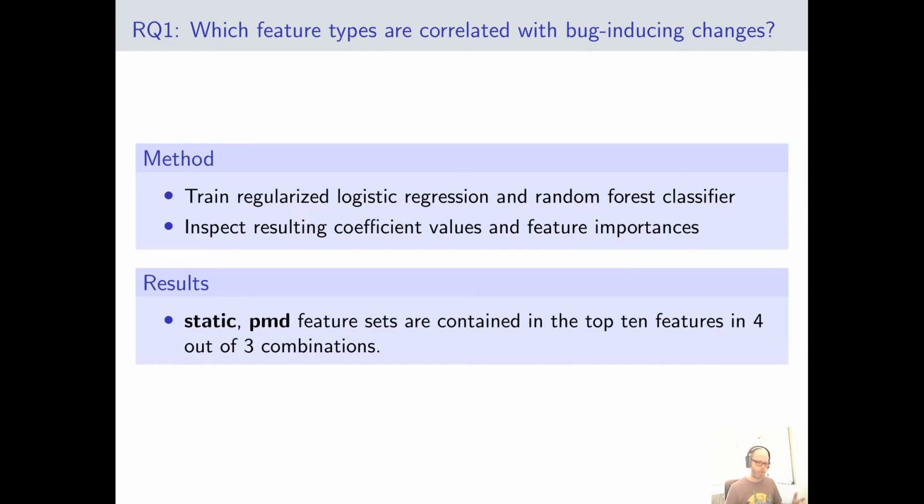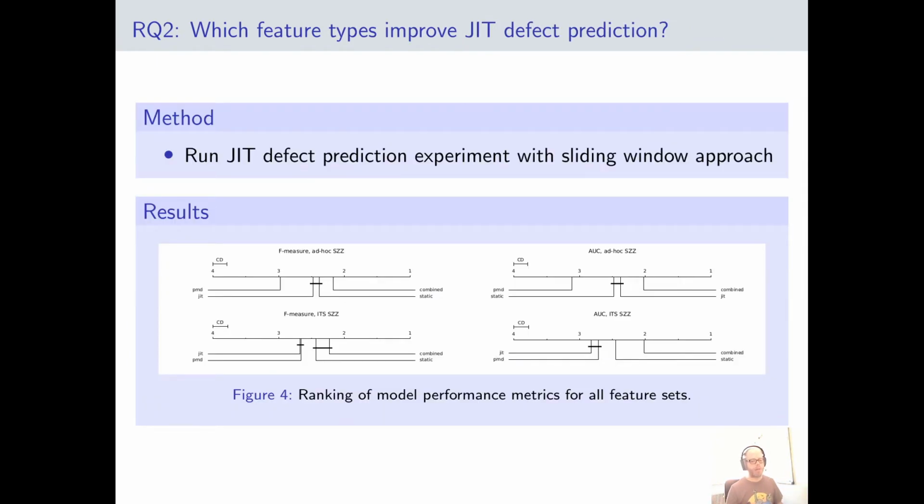The next question is, can these new types of features improve just-in-time defect prediction? To evaluate this, we are running a just-in-time defect prediction experiment with a sliding window approach. We're using 3 months of data for the training, 1 subsequent month of data for evaluating the model, and then rank the resulting performance of the models. We can see this in figure 4. The combined feature set is ranked first in every case, but only statistically significant in 3 out of 4 cases. However, the difference to just-in-time defect prediction metrics is statistically significant in every case. So we conclude that the combined feature sets can improve just-in-time defect prediction.